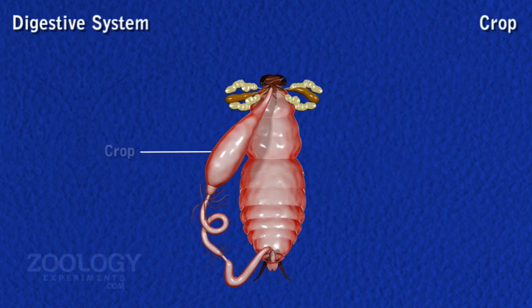Crop. It is a large, thin-walled, pear-shaped sac covering the major part of the abdominal segment. It is the largest part of the foregut. Its internal epithelial and cuticular lining is very much folded. Its outer surface is covered by a network of trachea. Crop acts as a reservoir for storing food.